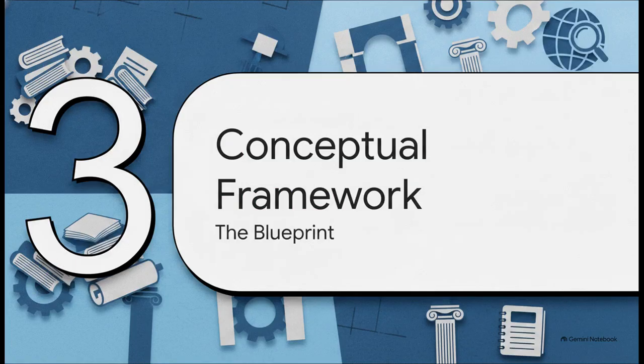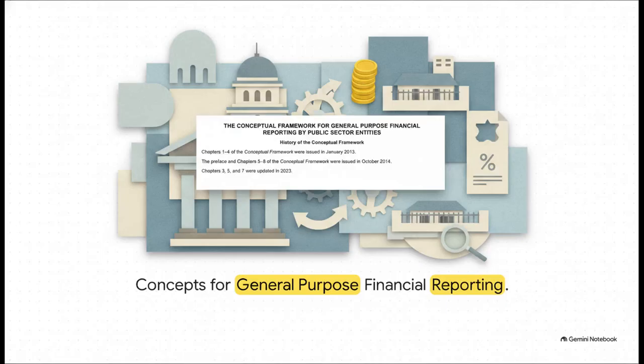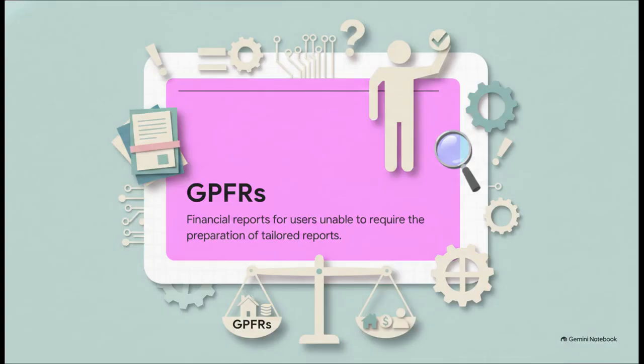On to Section 3, the conceptual framework. Before you can write a highly specific rule on how to account for, say, a military base or a new tax law, you need a rock-solid foundation. That's the conceptual framework. It's the underlying logic system. Think of it as the architectural blueprint used to develop the specific standards for what are known as general-purpose financial reports. Now, General Purpose Financial Reports, or GPFRs, are absolutely vital.